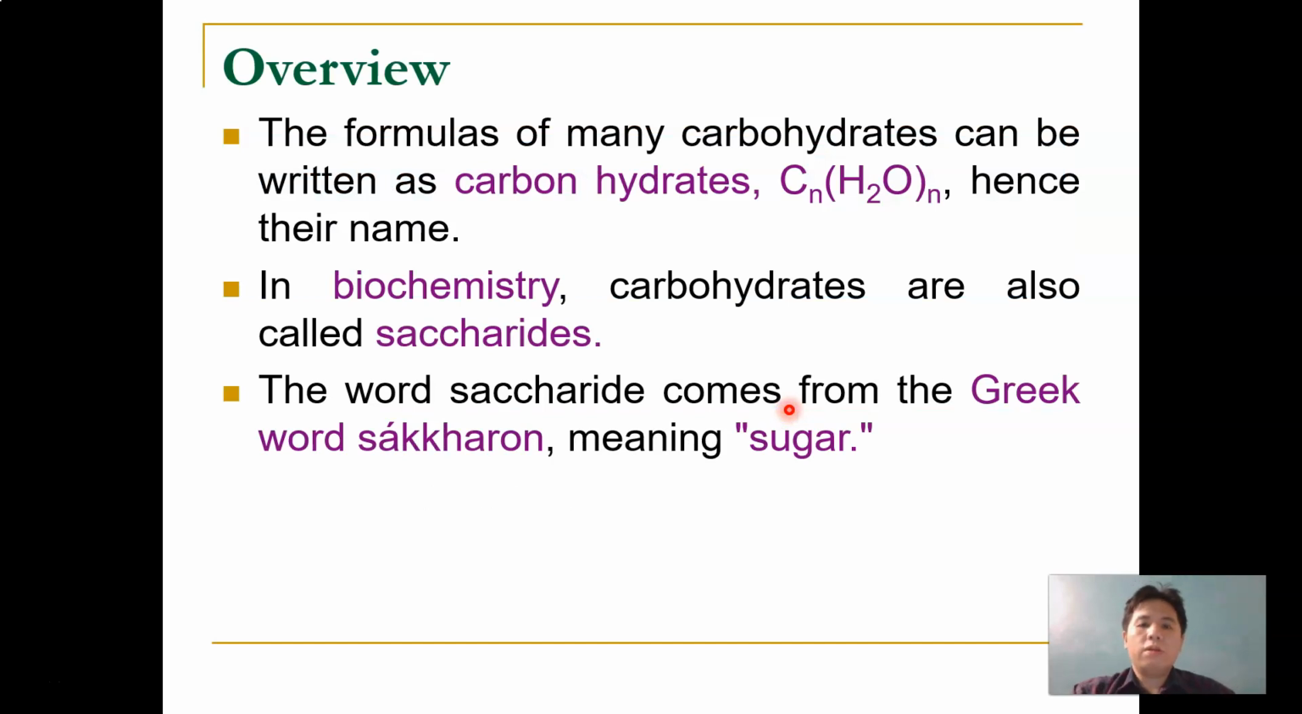Carbohydrates have this formula of CnH2nOn. That means carbon bonded to H2O. So more carbon means more H2O. This is actually the reaction that happens in leaves. The word carbohydrate actually comes from the words carbon and hydrate, so they shortened it to carbohydrates. In biochemistry, carbohydrates are also called saccharides. The word saccharide comes from the Greek word saccharon, which means sugar.